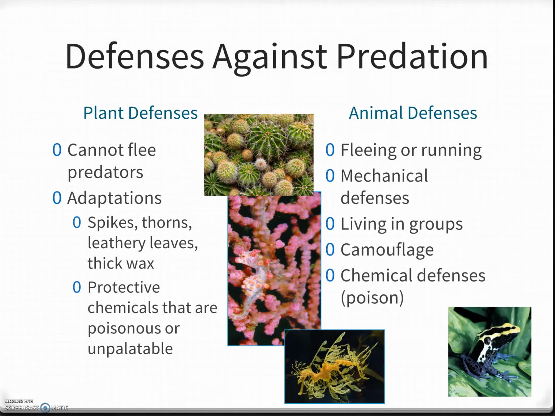And animal defenses, well, let's just run and run faster. Mechanical defenses, like they have spines, like a porcupine. Living in groups. Camouflage, so that they can hide. And then chemical defenses, such as poisons, or mimicking organisms that have chemical defenses.